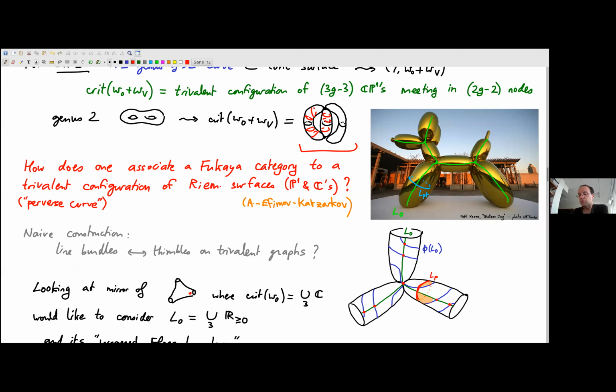This is consistent with Strominger-Yau-Zaslow, T-duality, torus fibrations, and so on. But that means now that a line bundle should be a Lagrangian whose intersection number is 1 with all of these families of circles. And so how do I produce a Lagrangian which intersects every circle once? Well, the answer is I probably want something that looks like a graph connecting special points of each component. I forgot to say, this trivalent configuration meets in nodes; in fact, there are exactly 2 nodes on each P1.